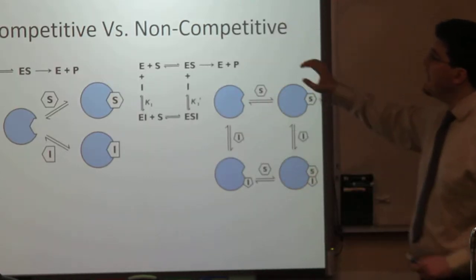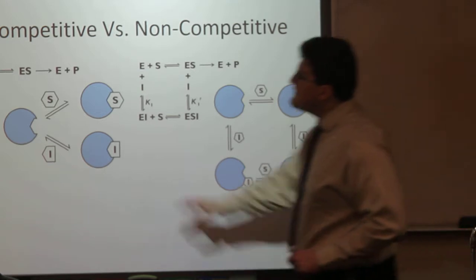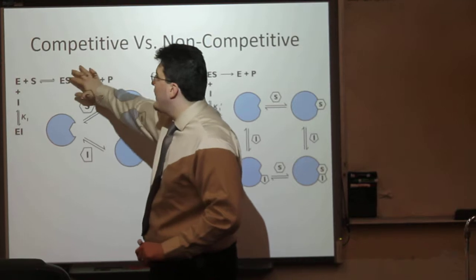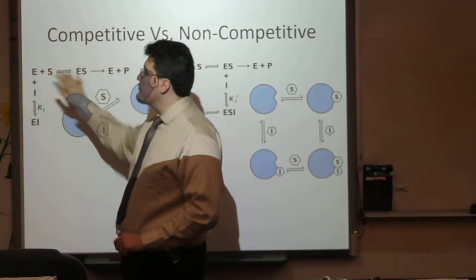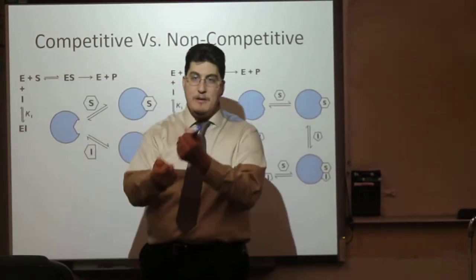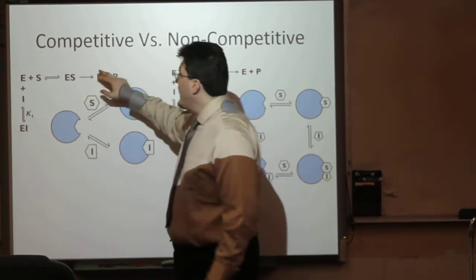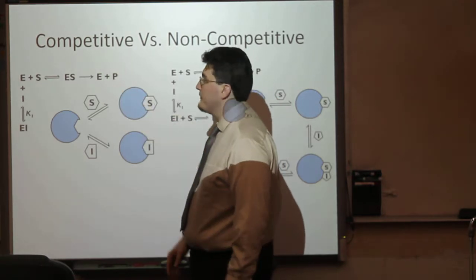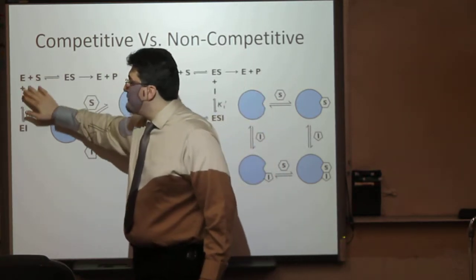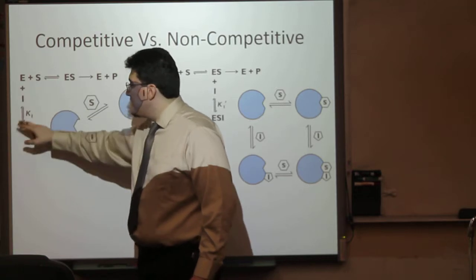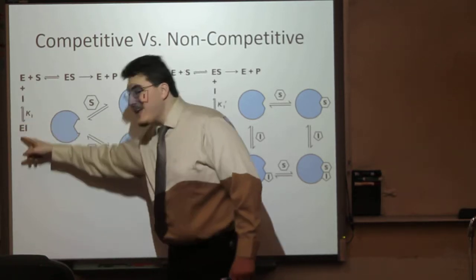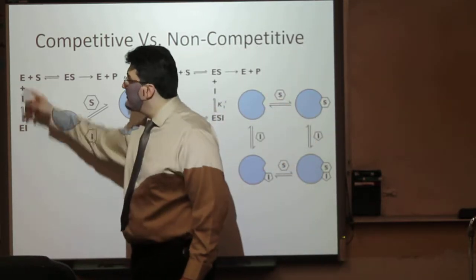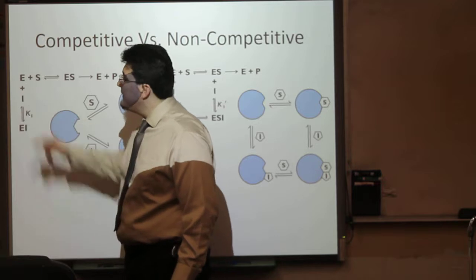Now, here is competitive versus non-competitive. This is the chemical equation. Enzyme plus substrate gives you enzyme-substrate complex. This is a reversible reaction. The substrate can be pulled off the enzyme, and this gives you enzyme and product. That is irreversible. You can also have enzyme plus inhibitor, and that will give you enzyme inhibitor complex. That cannot move forward to a product. But this is also reversible. You can get your enzyme and your inhibitor back.